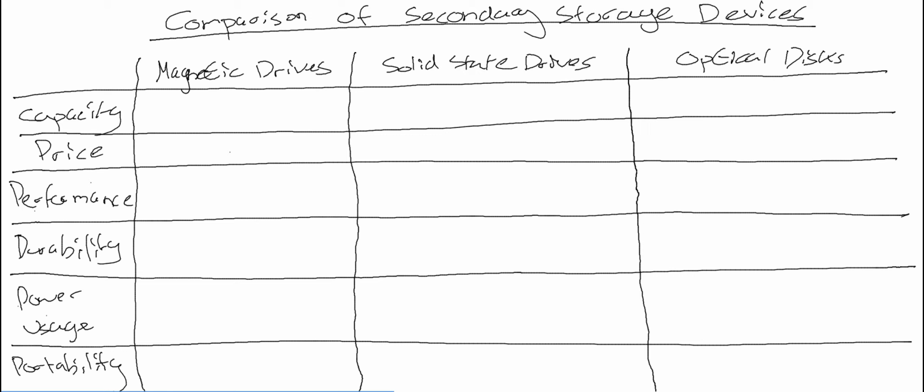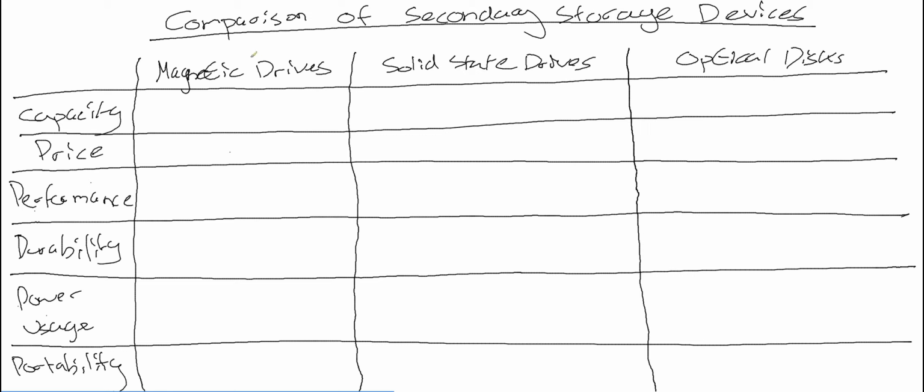For GCSE and A-level computer science, you need to be able to compare and contrast secondary storage devices in context. So you'll generally be given a scenario and you'll be asked what type of secondary storage device is most appropriate to use in that scenario. But this information here, when I'm comparing secondary storage devices, will help you to make that decision.